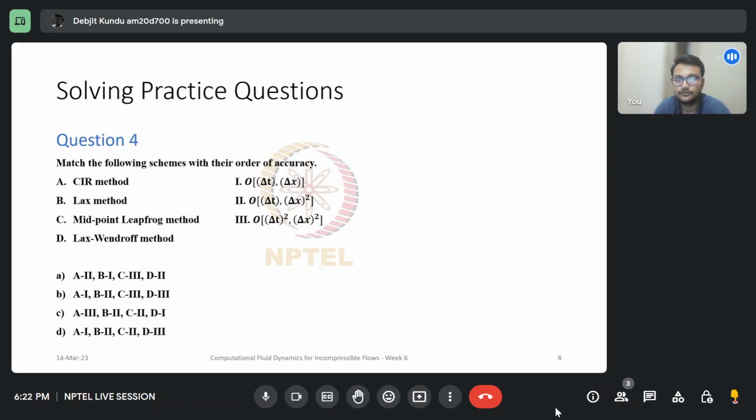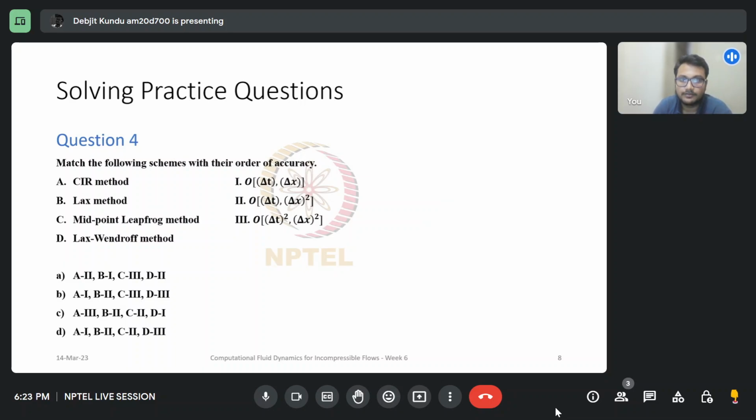On the left hand column, we have the CIR method, which is the Courant-Isaacson-Rees method, as we discussed earlier. Option B, we have the Lax method. Option C, we have the midpoint leapfrog method. Option D, we have the Lax-Wendroff method. And on the right hand side, we have different orders of accuracy. The first option is first order in time, first order in space. The second one is first order in time, second order in space. The third option is second order in time as well as second order in space.